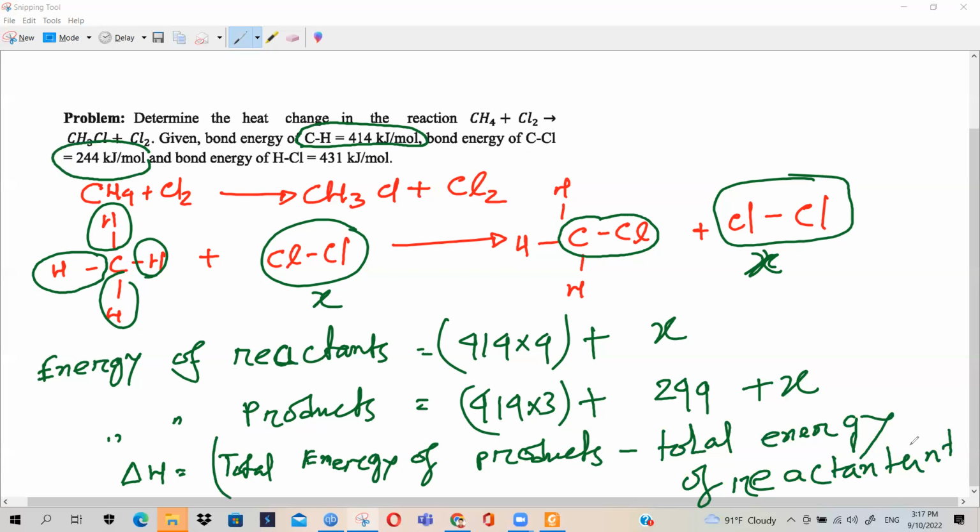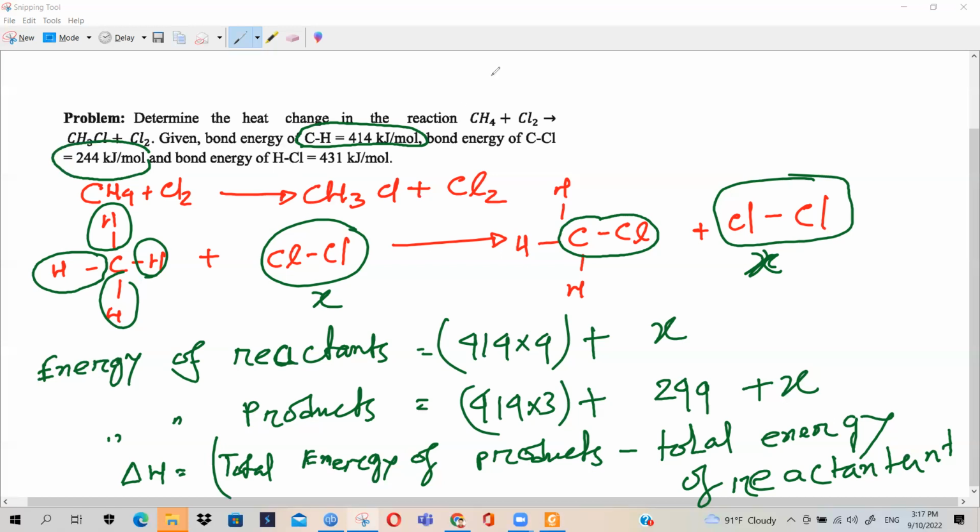For 14 into 3 plus 244. 1486. 14 into 4. 1486 minus... Okay, see, this is somewhere around minus 170, which is not correct. So there is something wrong, as I was saying. Just a second, give me a second. Let me check it out. What is the problem?